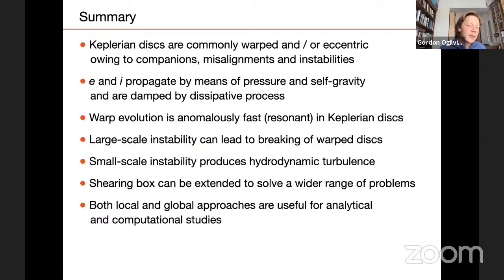And from the theoretical and computational point of view, we've seen that local models can be very effective. The shearing box model can be generalized to study these situations, and that's useful for focusing on the small-scale physics. So I'll stop there, and I'm happy to take any questions.